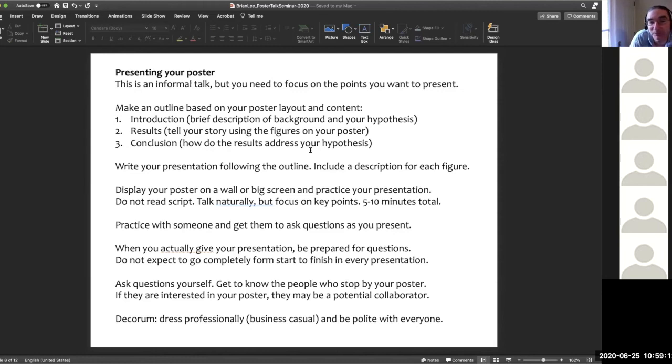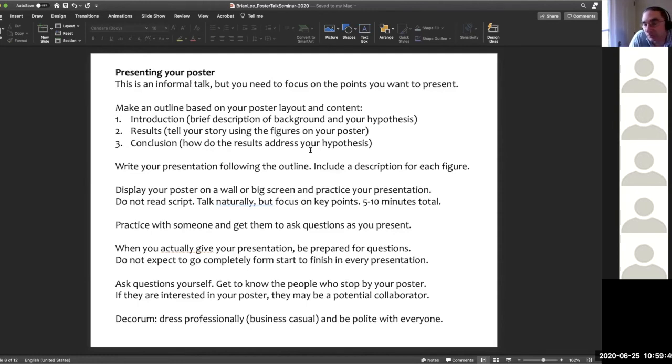So in the introduction, what are the key background findings that lead to the hypothesis? You might have 2 or 3 points within the introduction that you want to make sure you focus on. With the results, you want to have 1 point for each of the results that you're presenting. And then the conclusion would be maybe 1, 2, or 3 points that are focused on how your results address the hypothesis that you were testing.